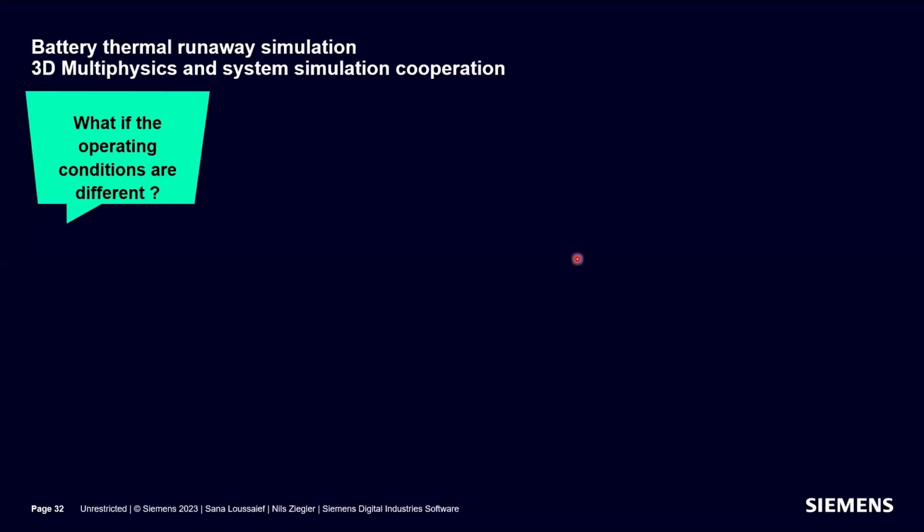Okay, so in this part, let's continue with the battery thermal runaway simulation. And here's the question I would like to raise. What if the operating conditions are different during battery thermal runaway? I mean, like cells with a different initial state of charge or a different state of health. The runaway reaction rates could be different, and same thing regarding the heat and the gas released.